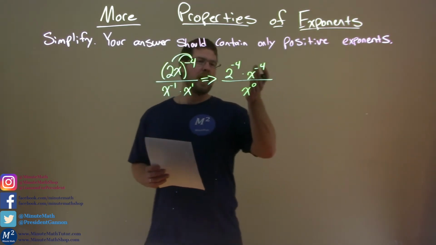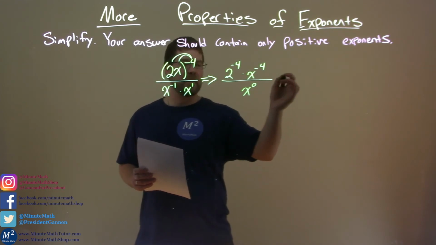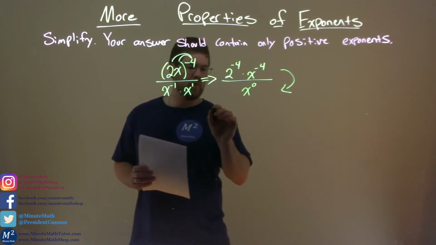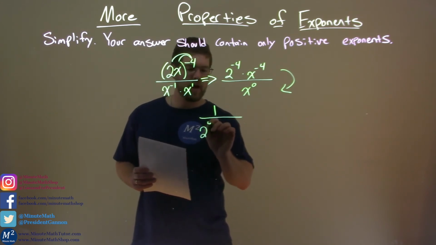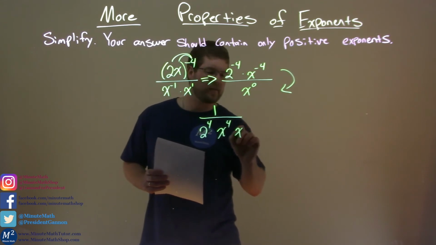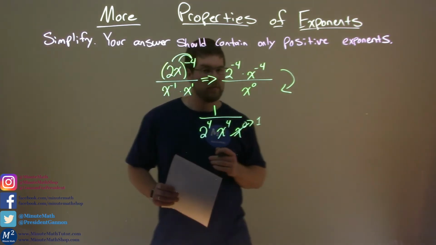Okay, so now we have negative exponents. We know negative exponents in the numerator are positive in the denominator. So we're going to bring those down. Doing so, we have 1 over 2 to the positive 4th power times x to the positive 4th power times x to the 0 power. That x to the 0 power we know is just 1, so we don't really need to write that.